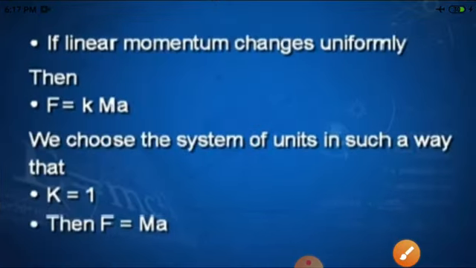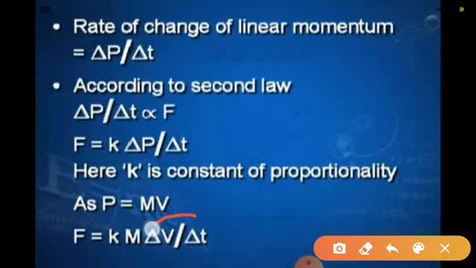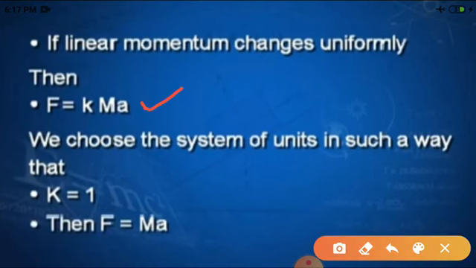If the linear momentum of the object changes uniformly, it means the rate of change, this delta v by delta t, you can write it as acceleration. So you can write F is equal to k into ma. If we choose the system of unit in such a way that the value of k is 1, then the force becomes mass into acceleration. This force changes the velocity of the object and hence produces acceleration.